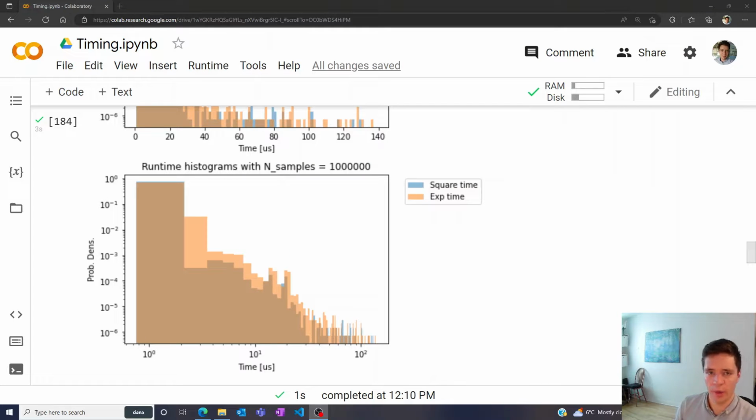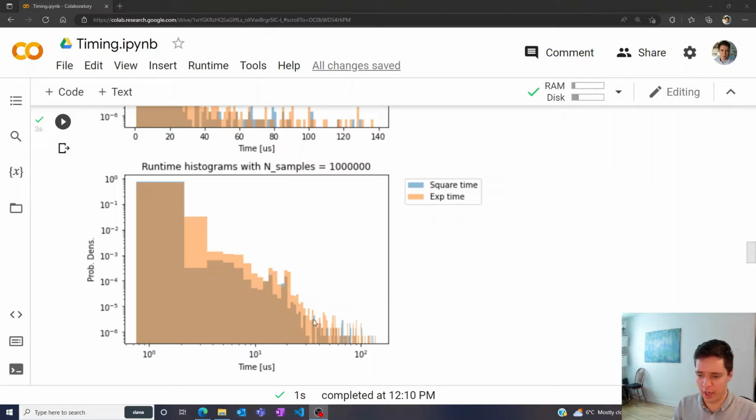Hello and welcome to a hopefully interesting video exploring the distribution of runtimes for squaring a number in Python and also taking its exponential. In the previous video we got this histogram right here that shows a log-log plot of the probability of getting a certain runtime when you square the number pi and take its exponential.